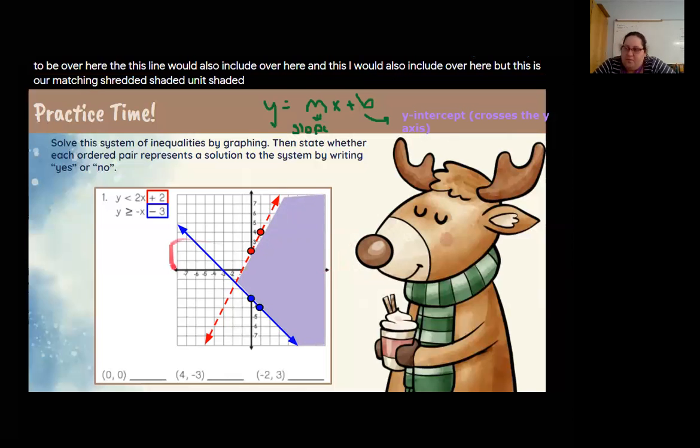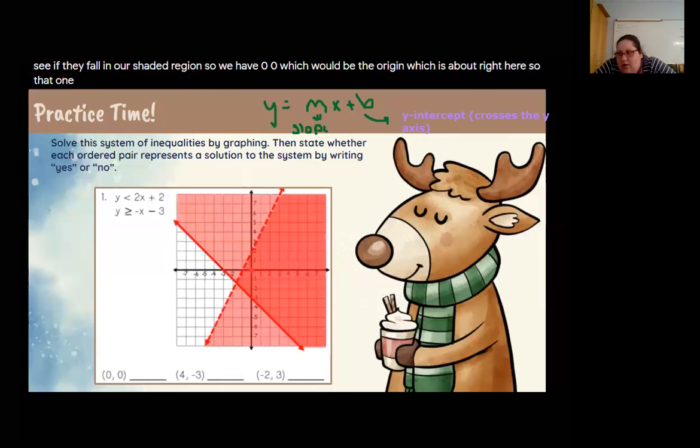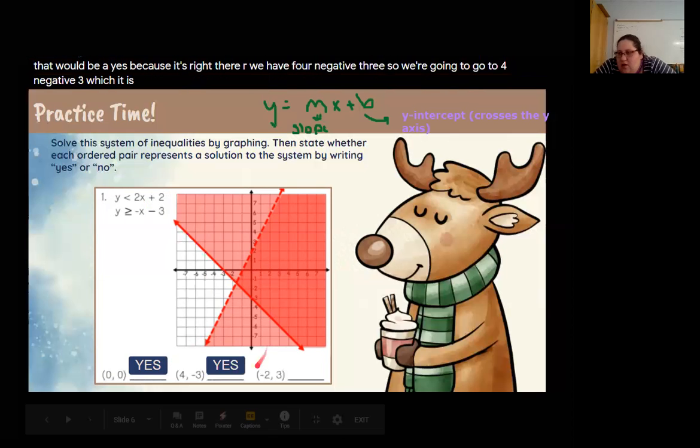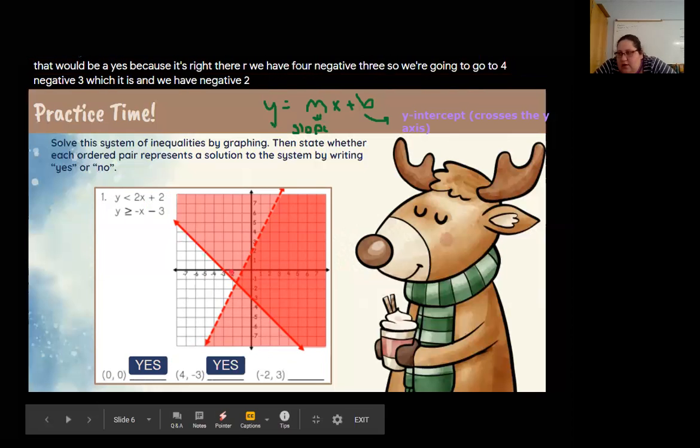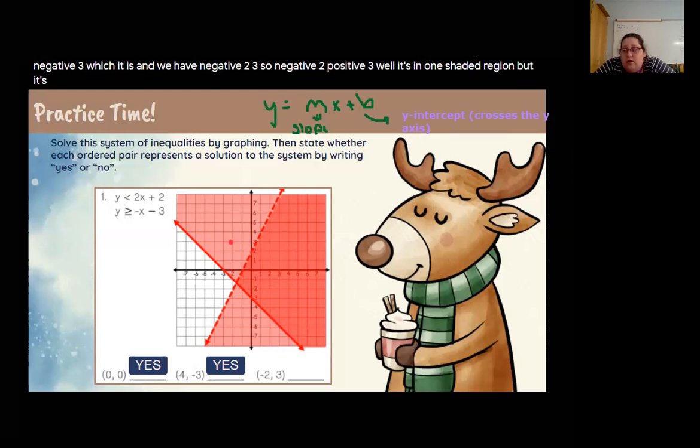Okay, so now we're going to look for these points and see if they fall in our shaded region. We have 0, 0, which is the origin, about right here. So that one would be a yes, because it's right there. We have 4, -3. So we go to 4, -3, which it is. And we have -2, 3. Well, it's in one shaded region, but it's not in both, so no.